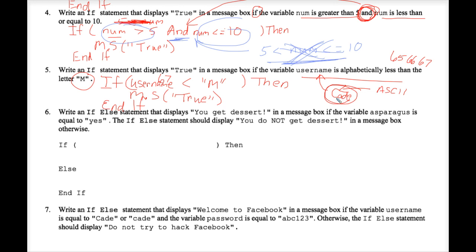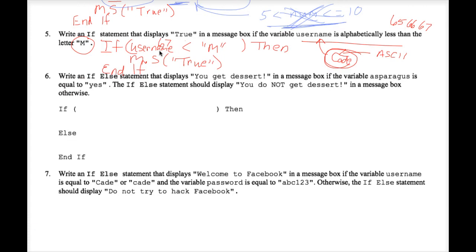Give me a username that would turn out to be false, and therefore message box true would not pop up. Somebody tell me what a username would be that would cause this to be false. So anyway, there's your answer number 5.